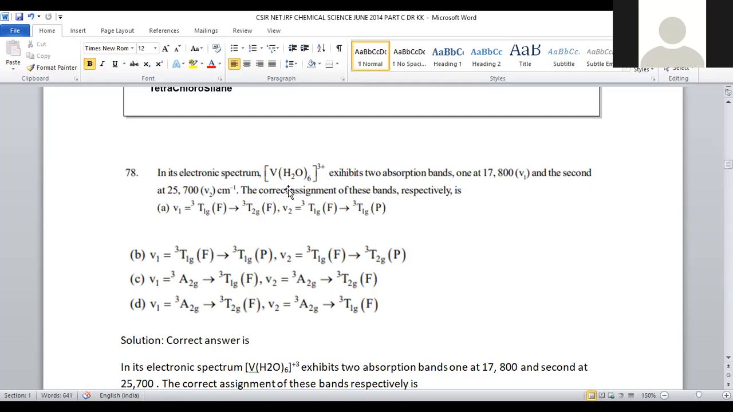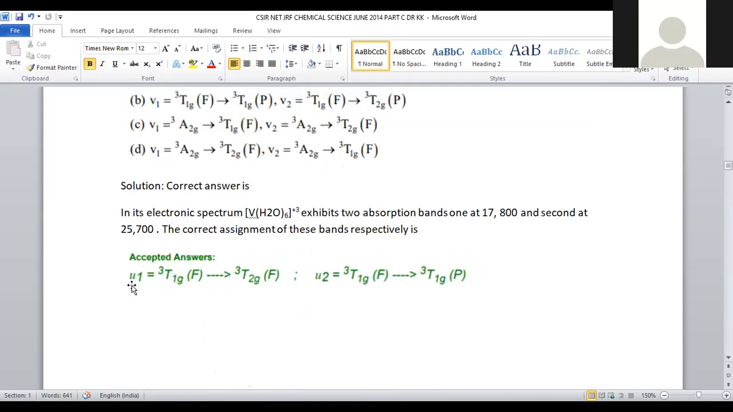In its electronic spectrum, vanadium hexaquo plus 3 exhibits 2 absorption bands. One is 17,800 denoted with nu1 and second is 25,700 denoted with nu2. The correct assignment of these bands respectively. Okay, here vanadium hexaquo complex was given and 2 signals are possible in its electronic spectrum. Then which kind of transition is possible for this vanadium complex? We have to explain. In order to explain this, the Tanabe-Sugano diagram is required.